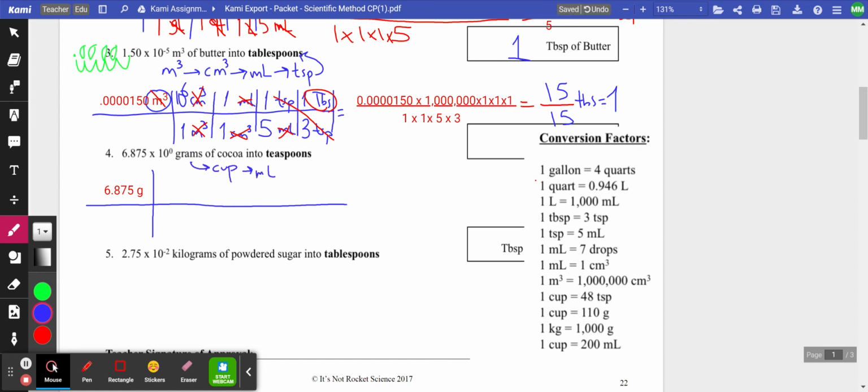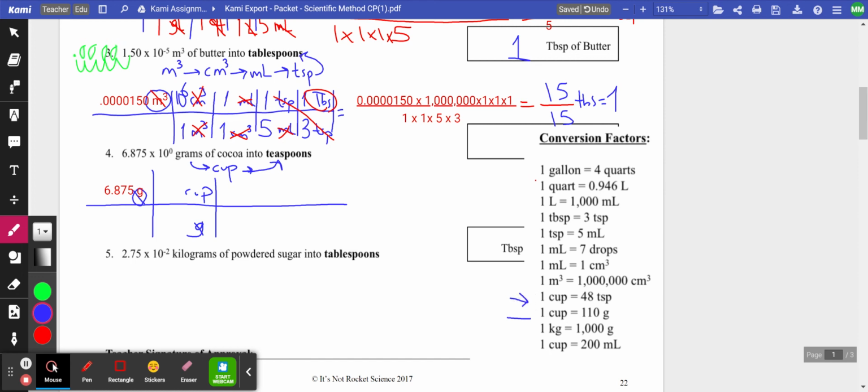Gram to cup, and then actually I don't have to go to milliliter. Hold on, honey. And then I can go cup to teaspoon. All right, so let's start. I have gram given to me. What am I gonna put on the bottom in my conversion factor? Gram, right? So I can cancel out the grams. And then I'm gonna put cup on the top, right? How many gram, how many cup?